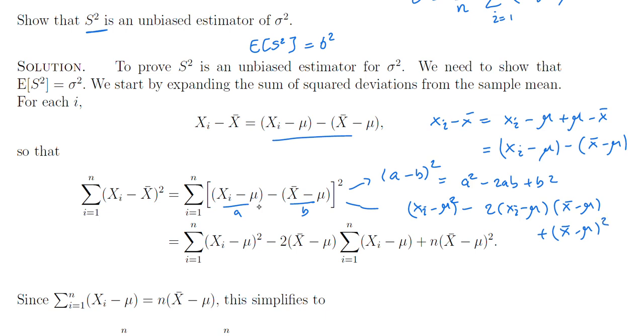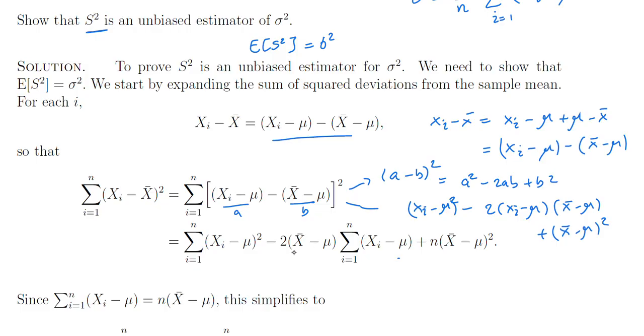Okay, and so this square we can expand with these three terms, and we can sum individual terms. So we have the sum of the first term, the sum of the second term. In the second term, look, x bar minus mu: x bar is a value, mu is also a value, doesn't depend on i. So we can pull x bar minus mu out from the summation. And in the third term, this is again just a number. So we are summing this number n times, which gives us n times x bar minus mu squared.